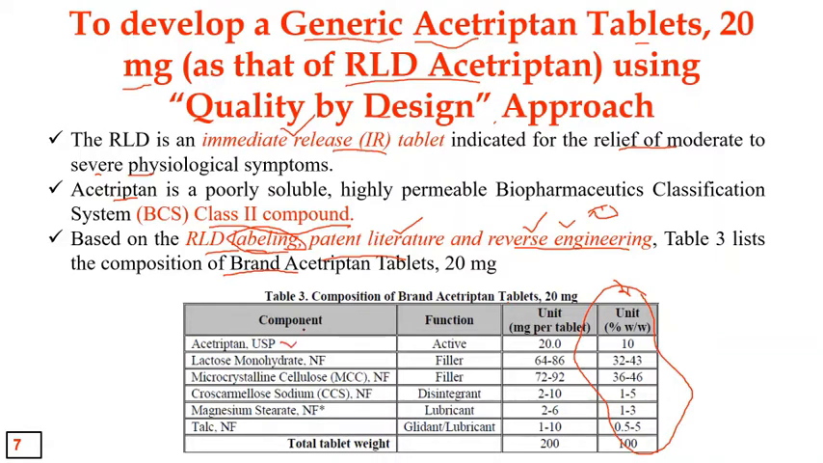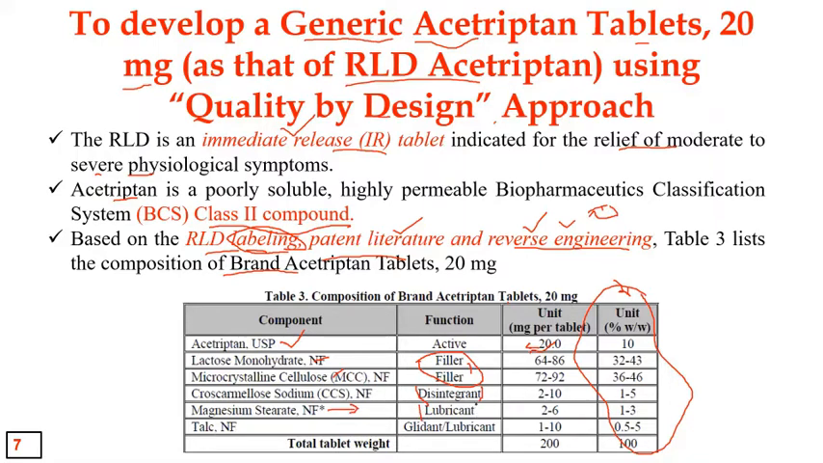The drug is acetyltryptan, no doubt about it, and the dose is 20 mg. Lactose monohydrate and MCC are used as fillers because the tablet dose is too small to make a tablet, so you need some fillers to make up the volume. Then croscarmellose sodium is a disintegrant. Yes, because it is an immediate release formulation, you require a disintegrant. Then magnesium stearate is the lubricant. So you should know the difference between the lubricant and the glidant.